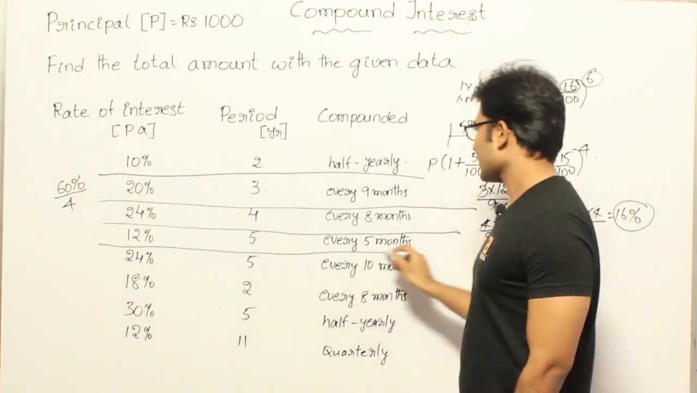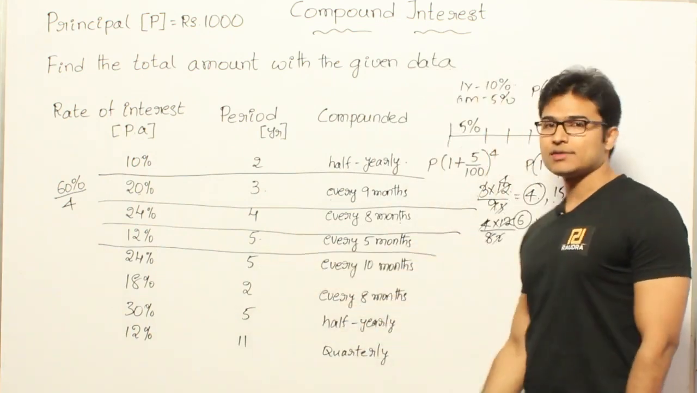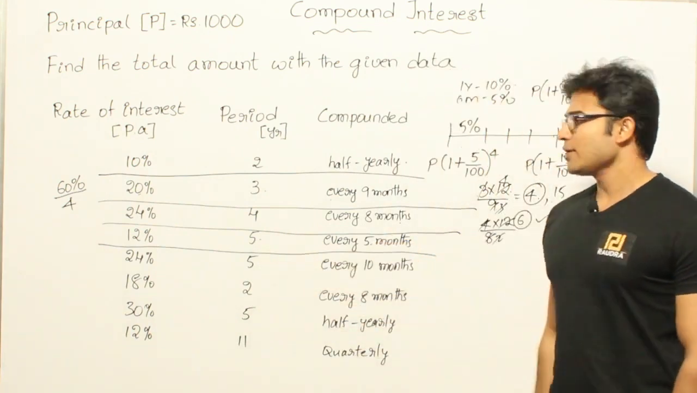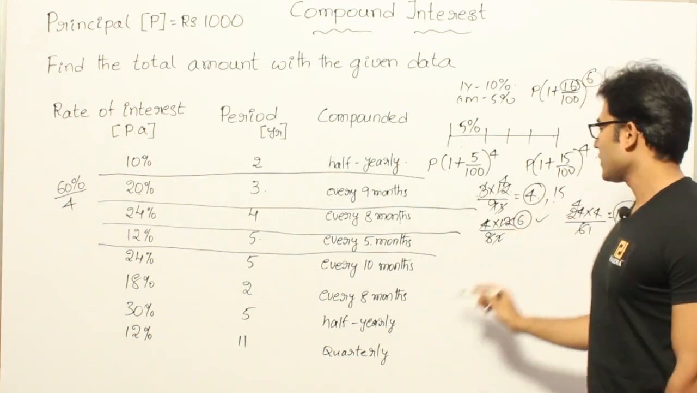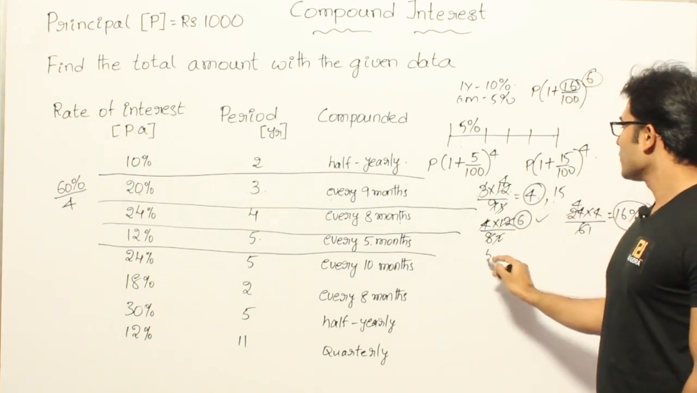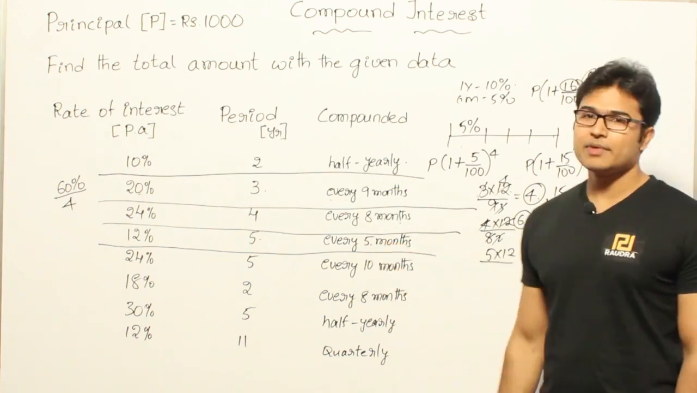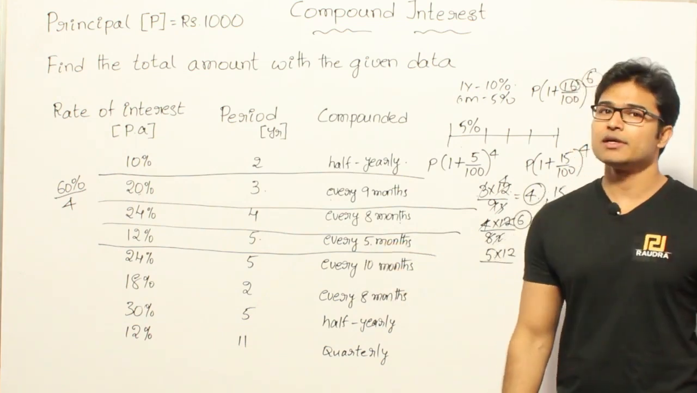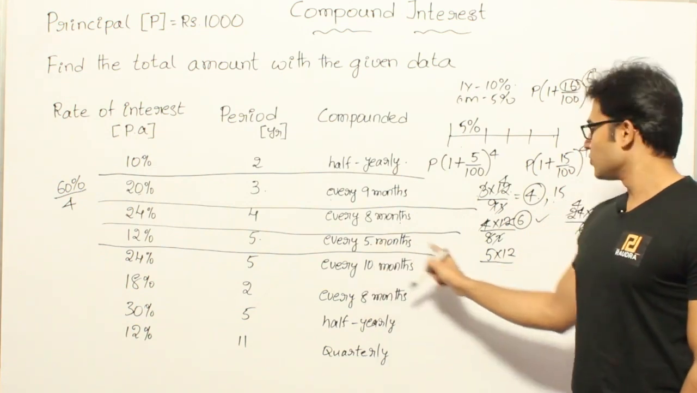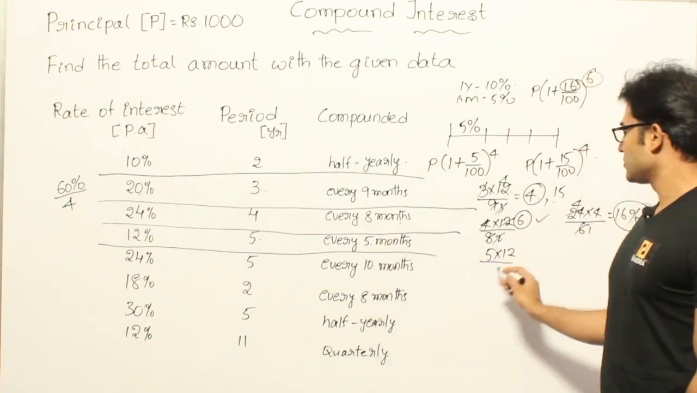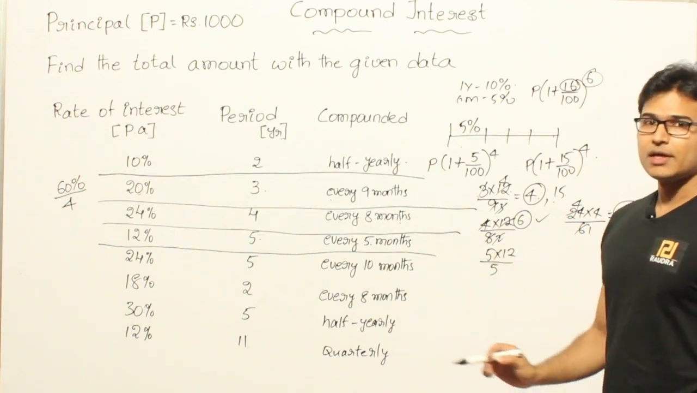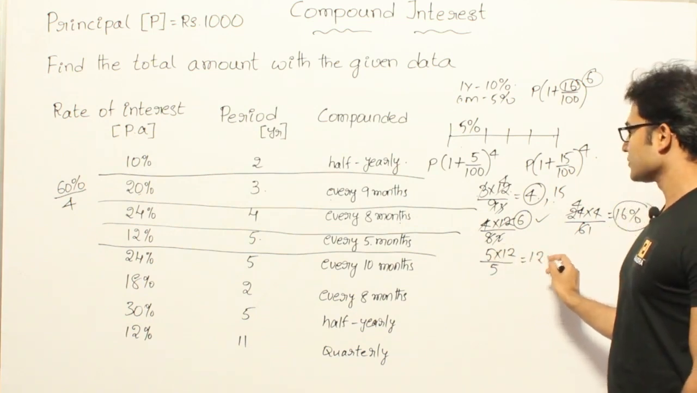the total time period is 5 years, right? And then 5 months is each slot. So in 5 years, how many months will be there? 5 into 12 months will be there, and now we have to divide it into slots of 5 months each, right? Then how many slots we get? X into 5 equal to 5 into 12, right? Which means X equal to this divided by 5. So you are going to get 12 slots, right?